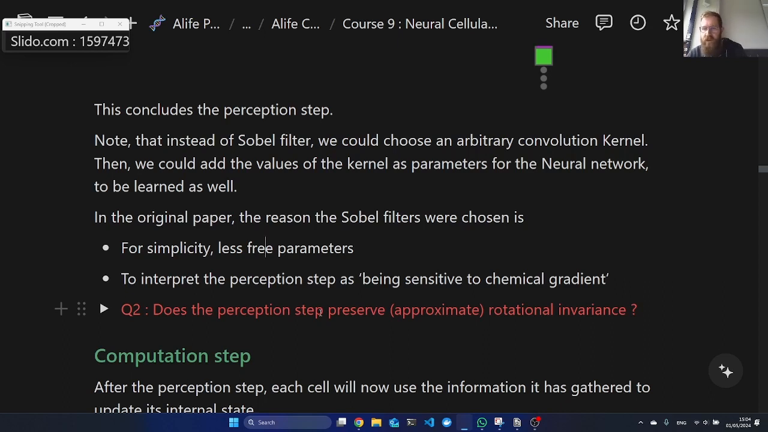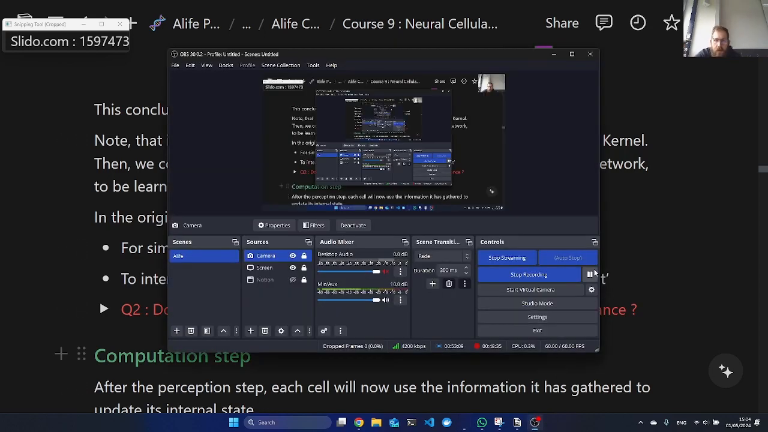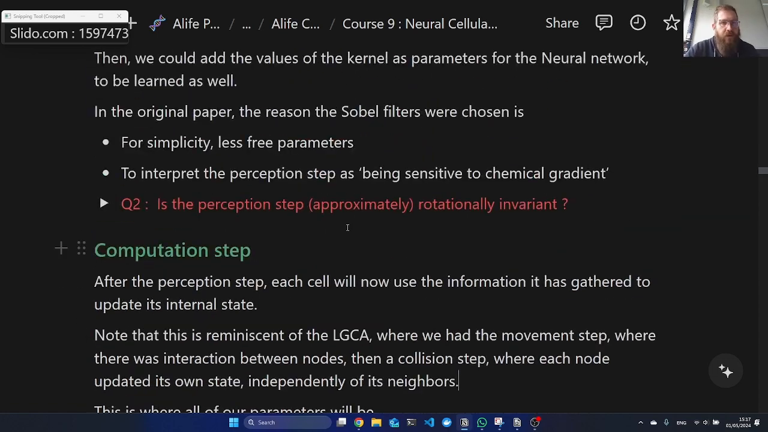So we're going to do the break, so come back at 15:20. In the meantime, you can think about the second question, which is whether the perception step that we described preserves approximate rotational invariance or not. And we come back in 15 minutes. So let's restart a bit early.